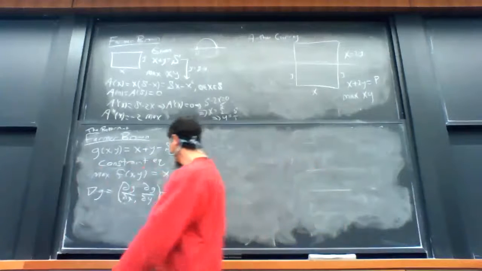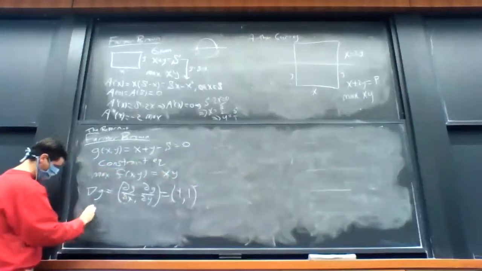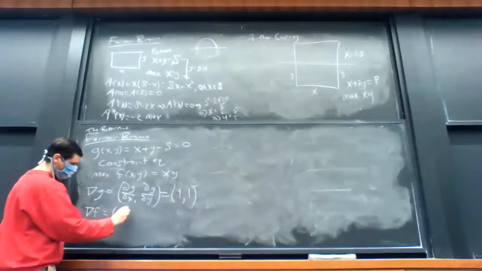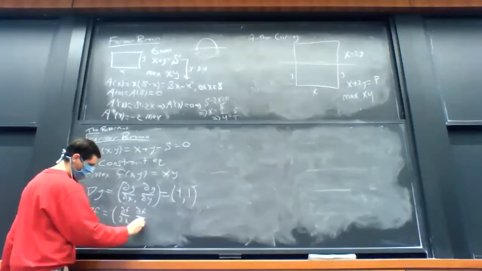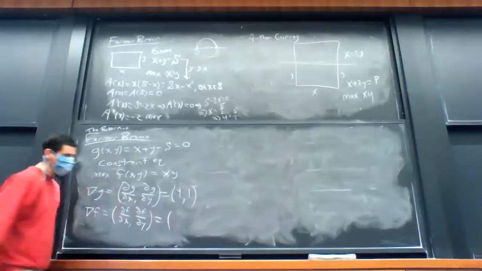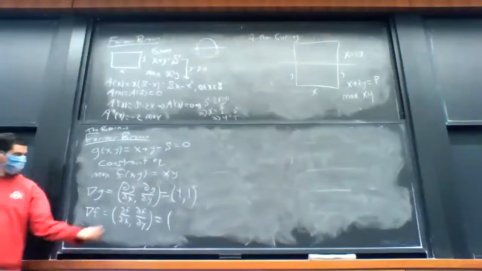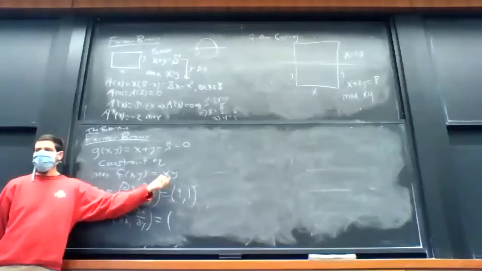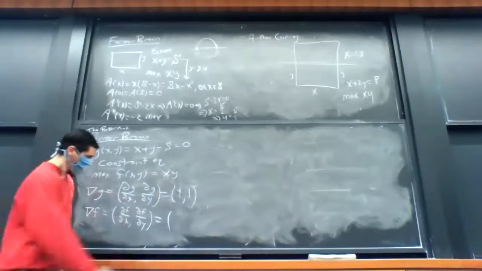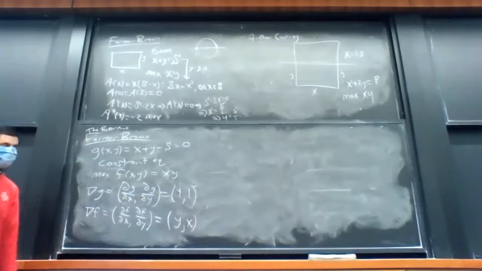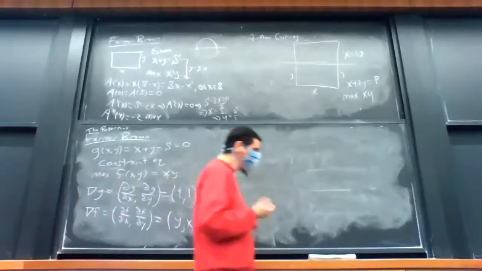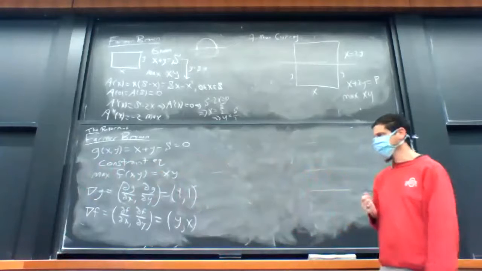Let's calculate the gradient of f. That would be the vector partial f partial x, partial f partial y. The function is a little bit more involved. What's the derivative of x times y with respect to x? y. And what is the derivative with respect to y? x. Okay. So these are reasonable things to have in play.